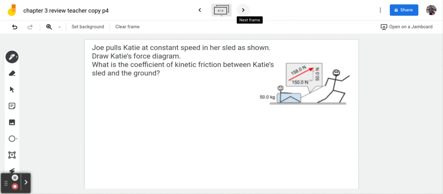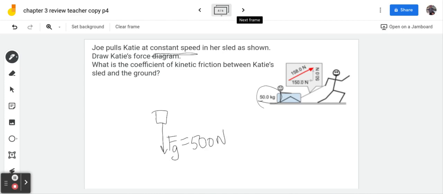Okay. Joe's pulling Katie at a constant speed. There's that constant speed again. We love that. Draw her force diagram or her free body diagram. Here we go. Katie, her mass right now is 50. So her force of gravity is 500.